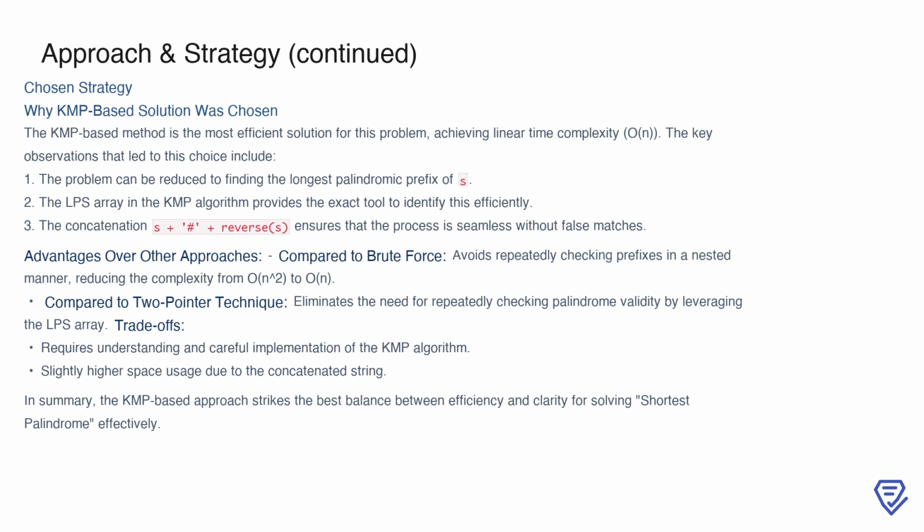While the KMP approach requires understanding of the algorithm and slightly higher space due to the concatenated string, it strikes the best balance between clarity and performance, making it the ideal choice for solving the shortest palindrome problem efficiently.